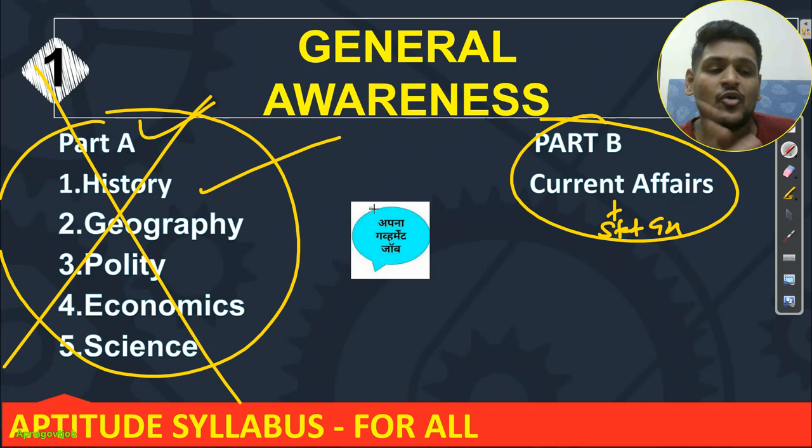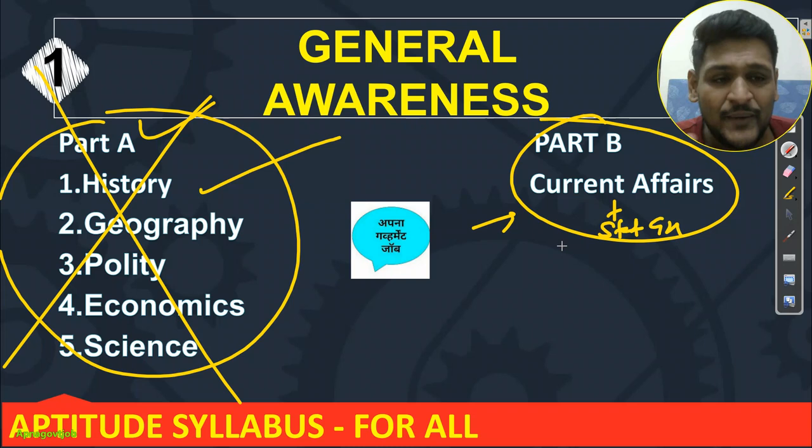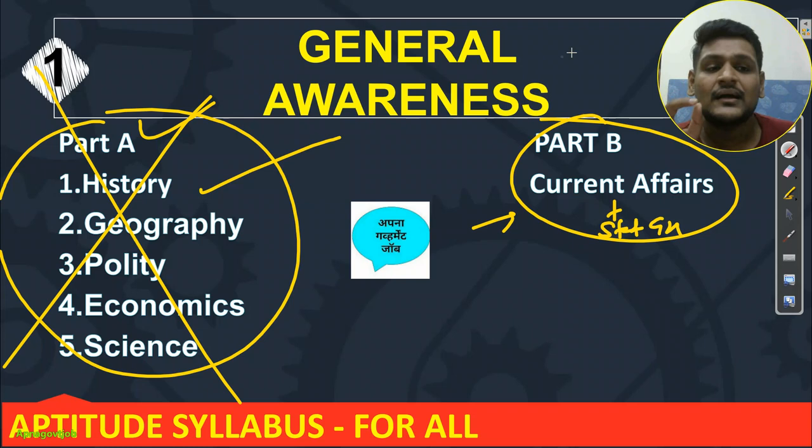Now, full focus will be on your current affairs and static GK part, which is the most important part. For this part, we have Magazine Box. Those who have Magazine Box, definitely combine it with your Q-box. Plus the Telegram PDF is a must. So Q-box, Telegram PDF, and Magazine Box.